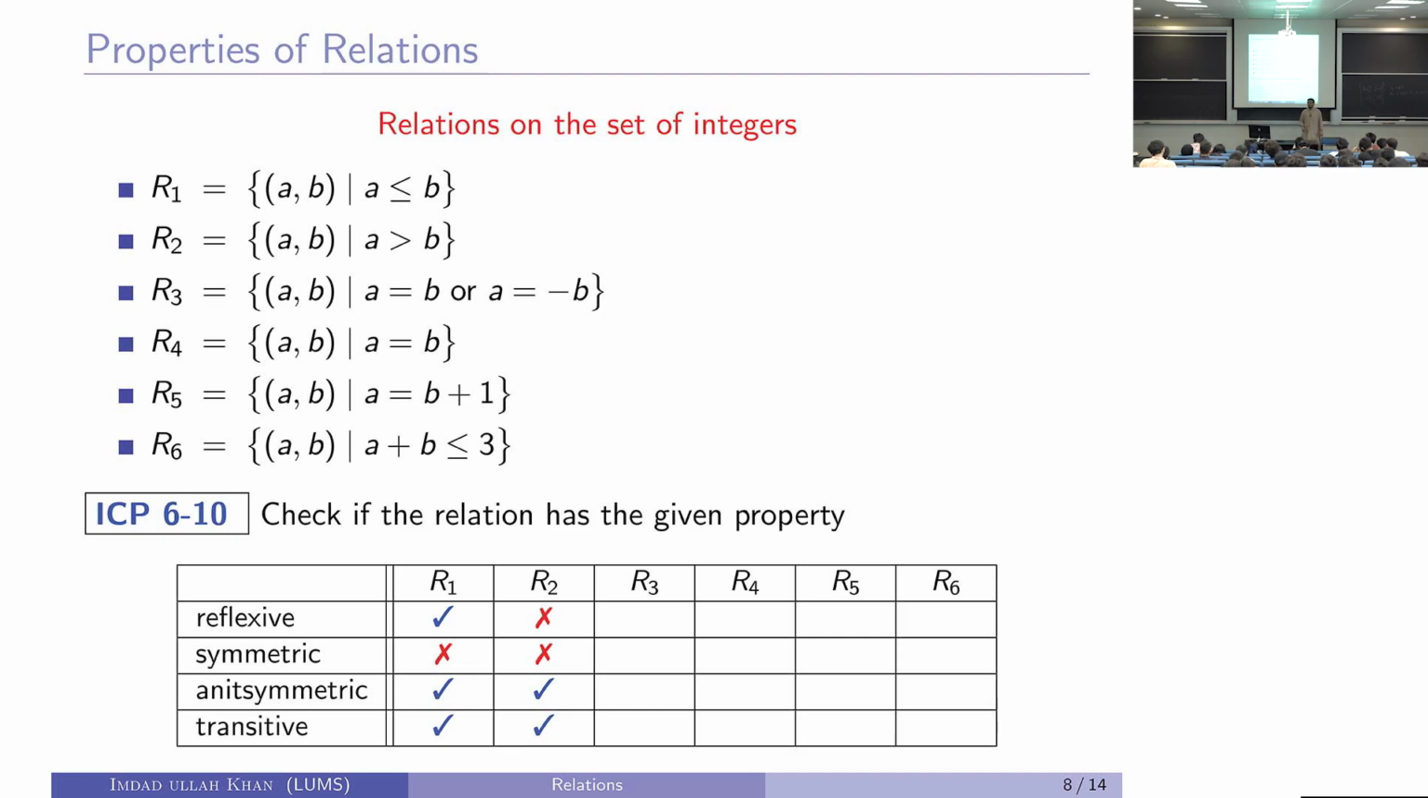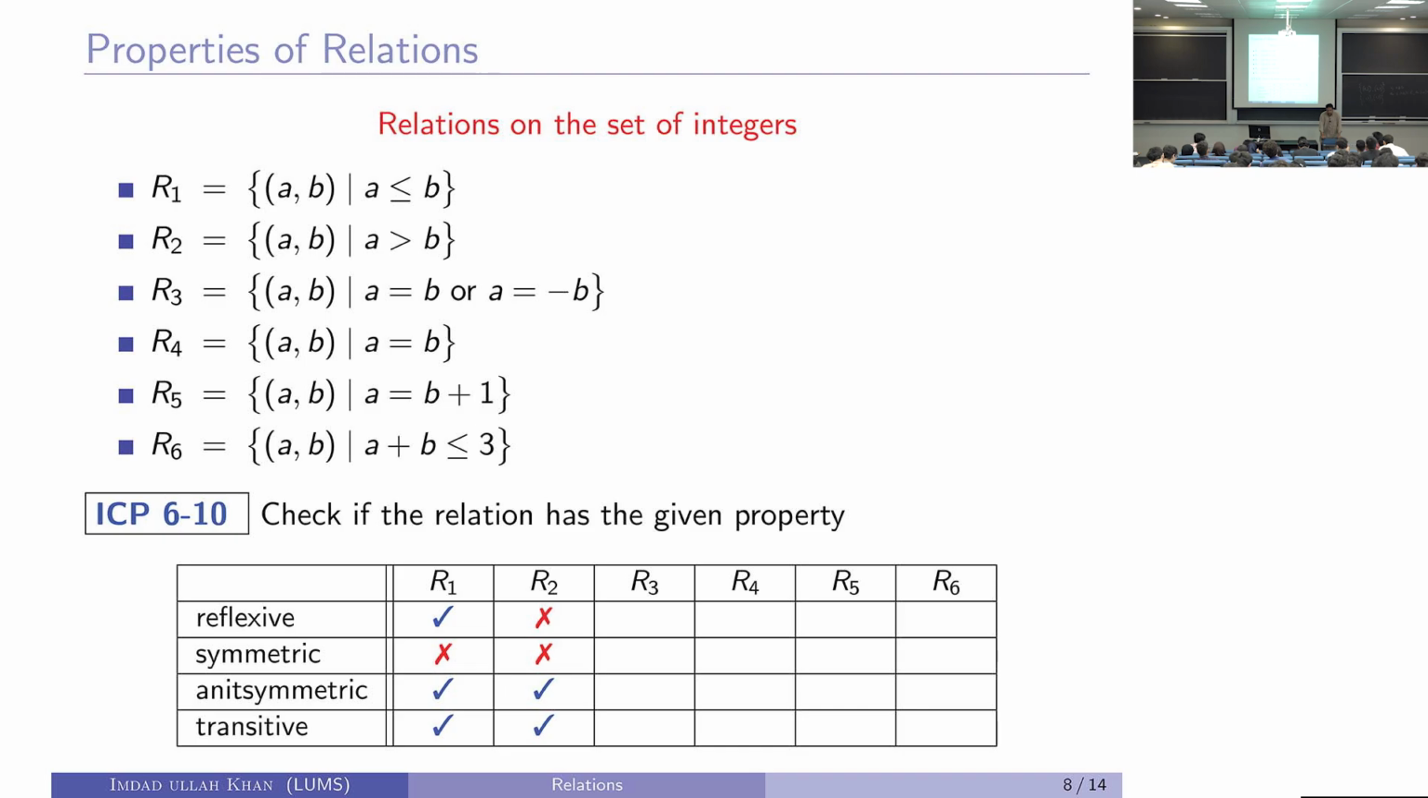Is R3 symmetric? Yes. Why? Because whenever A is equal to B, then B is equal to A. But if A is equal to the negative of B, then is the pair B, A there? Then B is equal to the negative of A, right? So 2 and negative 2 is there, and negative 2 and 2 will also be there. So it is symmetric. Is it antisymmetric?